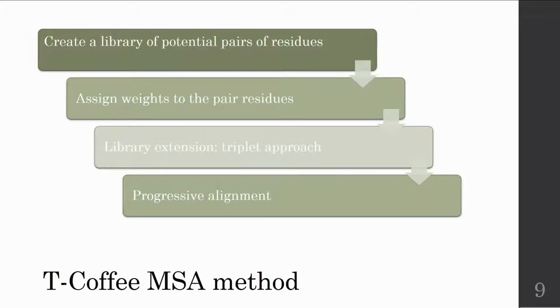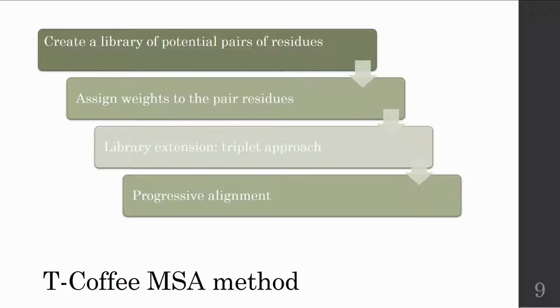Now, the multiple sequence alignment is done first of all by creating a library of potential pairs of residues, and it does this through global alignment and local alignment. So you will get two separate libraries, with the global alignment being the most optimal alignment, and the local alignment is the alignments with the highest scores.